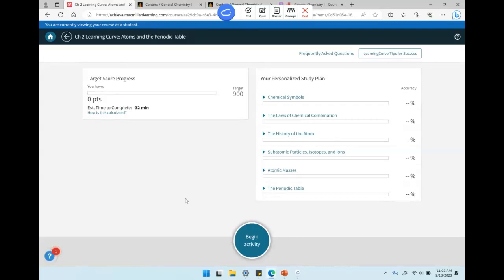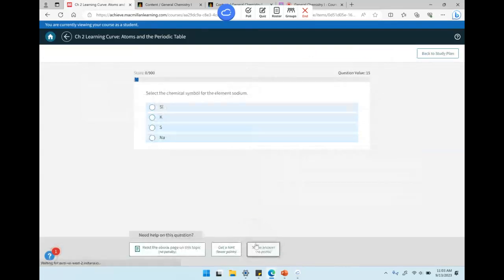I think that was the Chapter 2 one. Yeah, so I opened the Chapter 2 one. All the different sections of Chapter 2 are in here. This is what's in the activity. If you click Begin Activity, it'll give you a bunch of questions. Your target score is at the top. So you want to get to 900 points. That's how you complete the assignment and earn the extra credit.